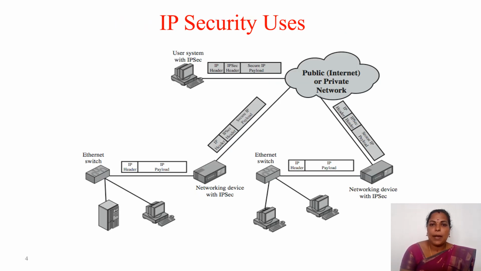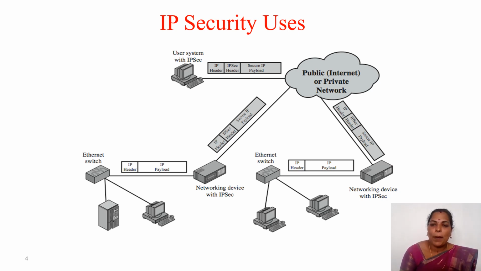These are some of the IP security uses. You have to know where we are using the internet protocol. Here you see the public internet or private network, and in each and every system we have a user system with IPSec, that is, each and every packet consists of the IP header, then the IPSec header, then the secure IP payload. So in each and every packet we have some security mechanisms incorporated.